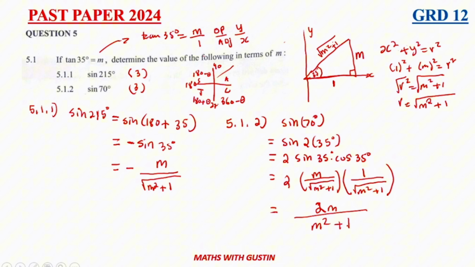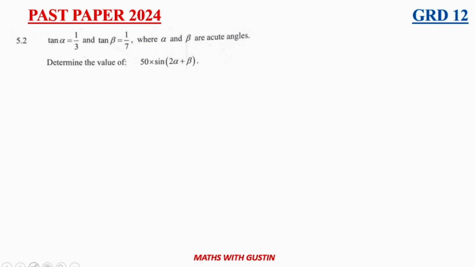Let's move on to 5.2. Okay, 5.2 says tan alpha is equal to 1 over 3, and also tan beta is 1 over 7, where alpha and beta are acute angles. Determine the value of 50 times sine of 2 alpha plus beta. All right, guys, the best thing to do here, let me work it out for a little bit. They have already given us tan alpha is equal to 1 over 3.